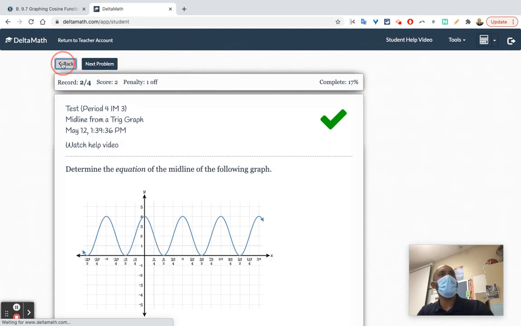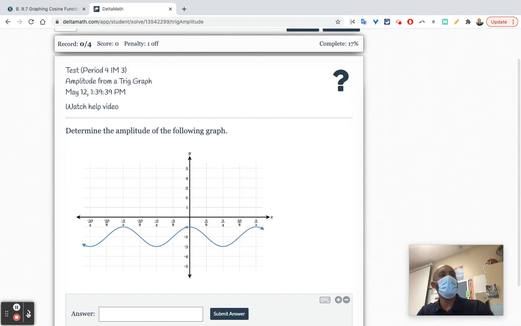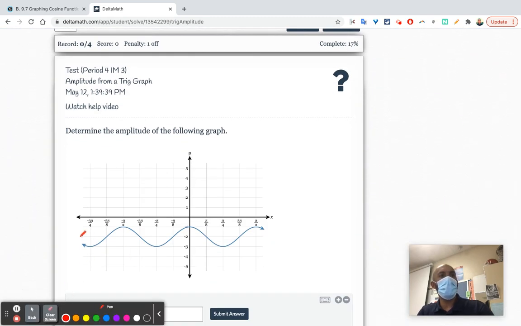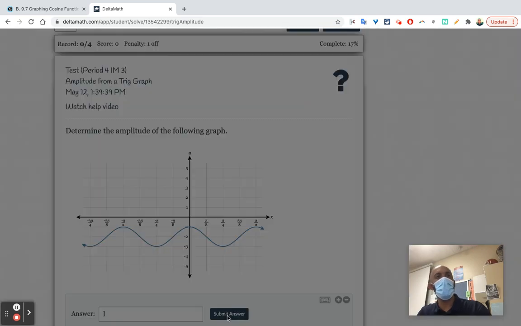All right, so now for the next section, next one you're looking for the amplitude of the graph. So it's helpful to write out or draw that midline again. And the distance from the midline to the peak or to the valley is your amplitude. So you can see from the top to the midline is 1, so that's the amplitude we're looking for. And this one's not an equation, we're just looking for that value. So here I put 1.